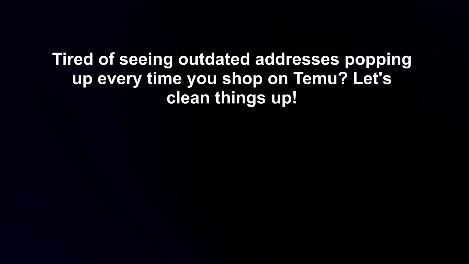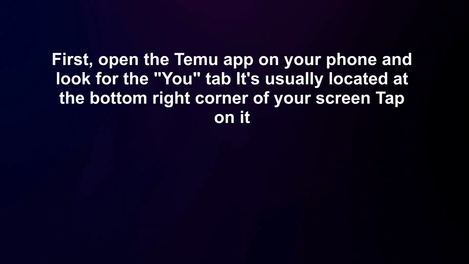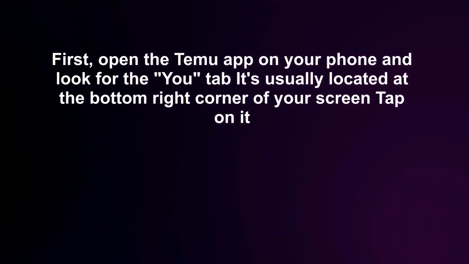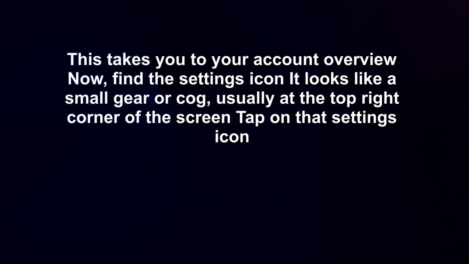Tired of seeing outdated addresses popping up every time you shop on Temu? Let's clean things up. First, open the Temu app on your phone and look for the U tab. It's usually located at the bottom right corner of your screen. Tap on it. This takes you to your account overview.